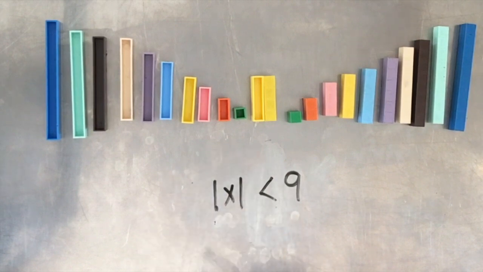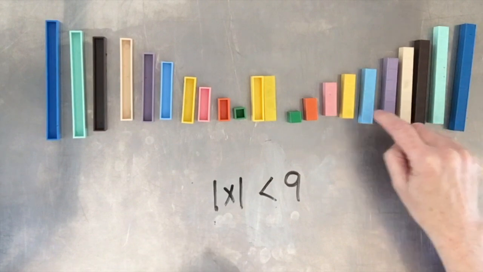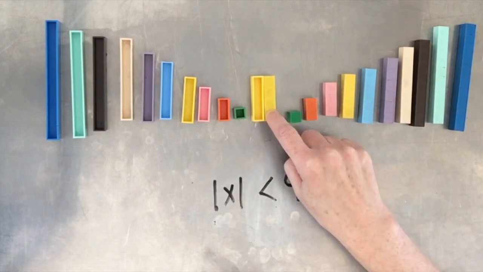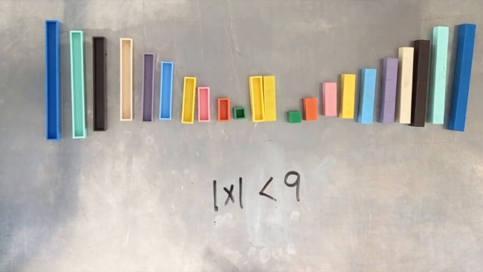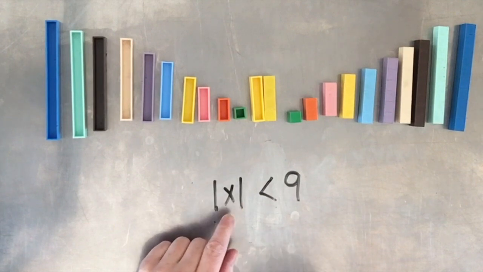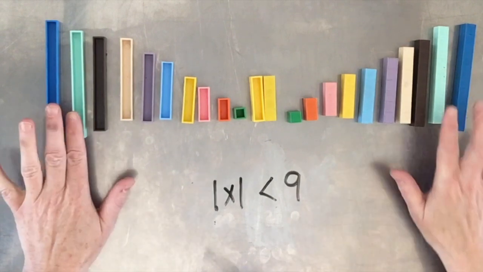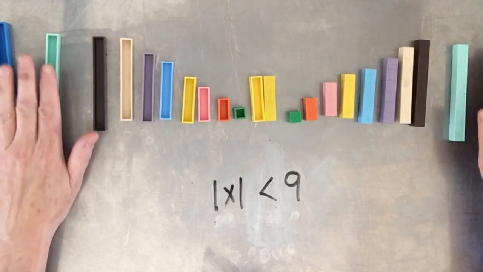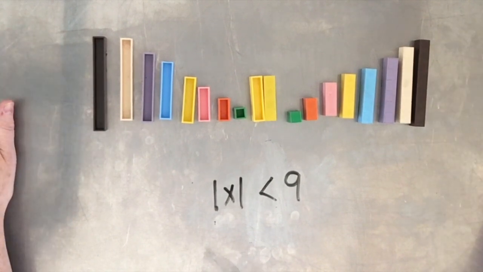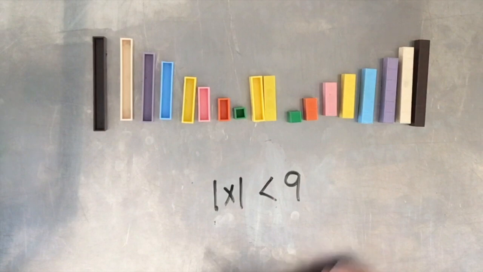Well, let's figure out what numbers are actually 9 steps from 0 first. And I think that's pretty easy, right? If we go here, that's 1, 2, 3, 4, 5, 6, 7, 8, 9 steps from 0. And if we go here, 1, 2, 3, 4, 5, 6, 7, 8, 9 steps from 0. But this isn't just what number, it's what numbers are less than 9 steps from 0. And guess what? These ones we can't use because this is exactly 9 steps from 0, and this is more than 9 steps from 0, right? But all of these numbers in here are less than 9 steps from 0.